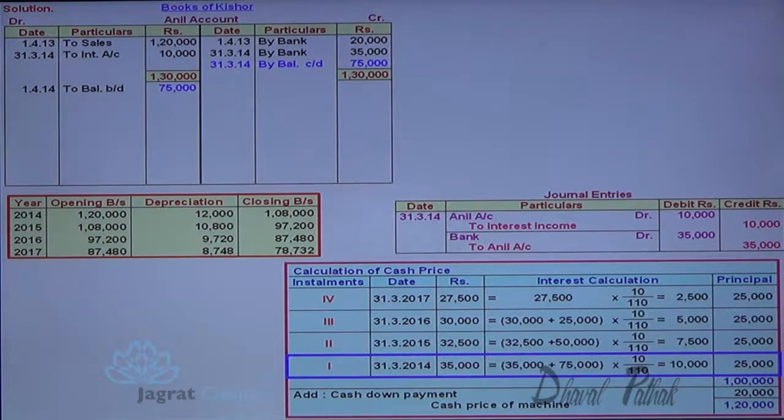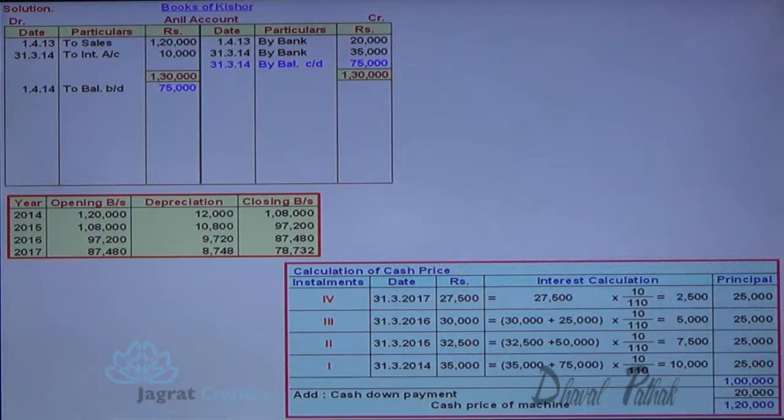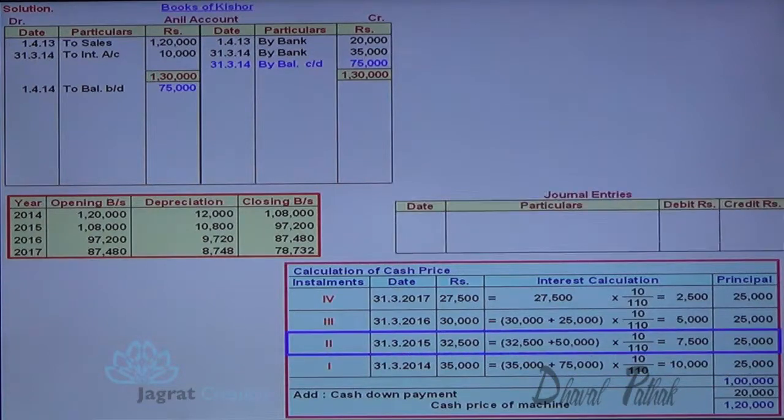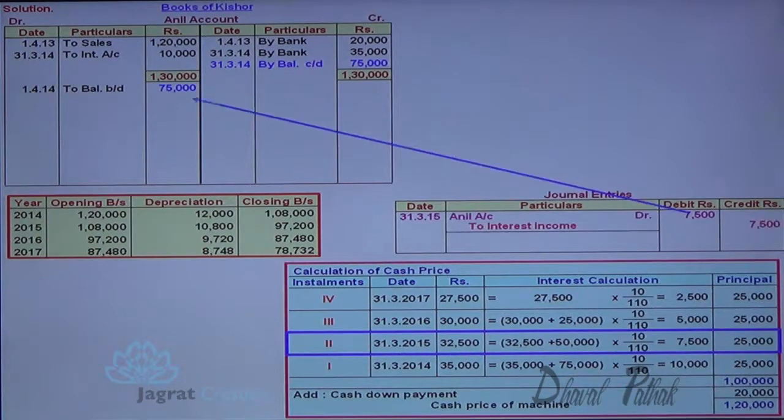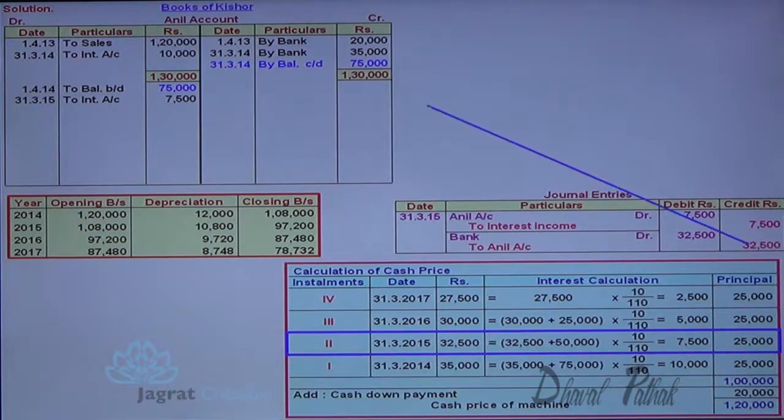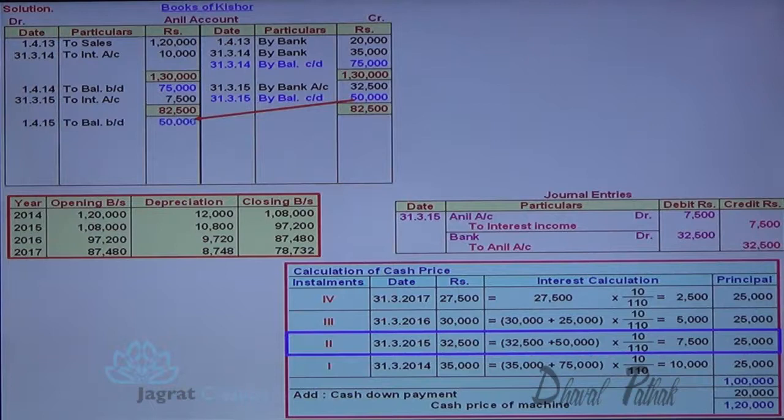In the second year, the interest income is 7,500. So Anil account debit to interest account credit, 7,500. And the installment received, bank account debit to Anil account credit, 32,500. Now strike the closing balance, it should be 50,000. Total of these two principal sum, 50,000. That becomes opening balance in the next year.